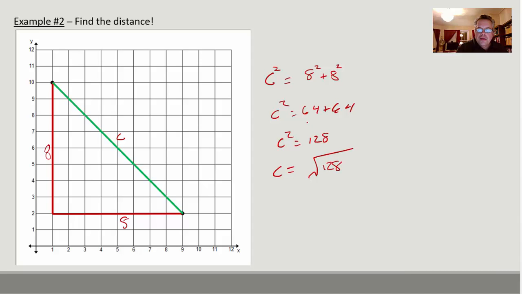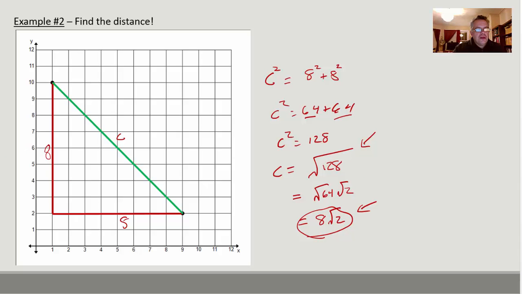Now, I just kind of notice up here, 128 is 64 times 2. 64 is a perfect square, so we can simplify this. This is the square root of 64 times the square root of 2, which is 8 times the square root of 2. Wow. So the distance we found here, just by using the Pythagorean theorem, and we got a little practice in simplifying the square root. 128, 64 goes into that. That's the biggest perfect square that goes into it. So we can actually simplify that quite a bit. Went from square root of 128 down to 8 square root of 2.